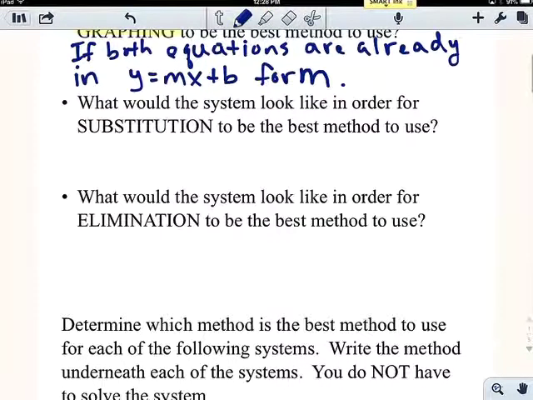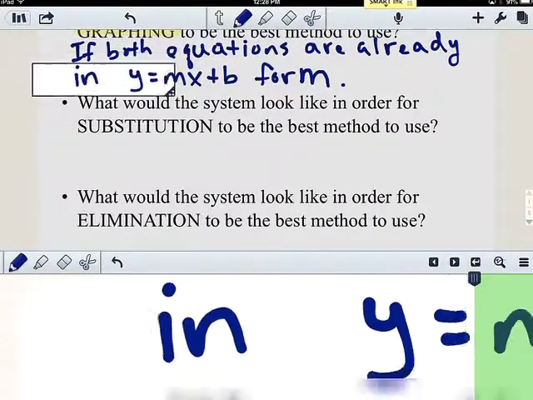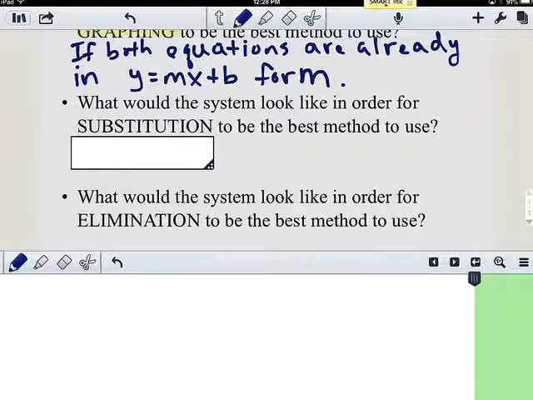Okay, so what about substitution? What do we want it to look like in order to use substitution? Let's try and do this. We'll be a savvy user here. What would the system look like in order for substitution to be the best method to use?